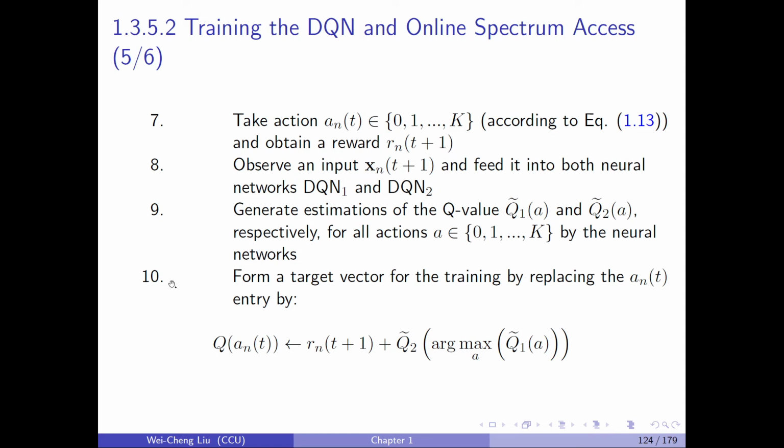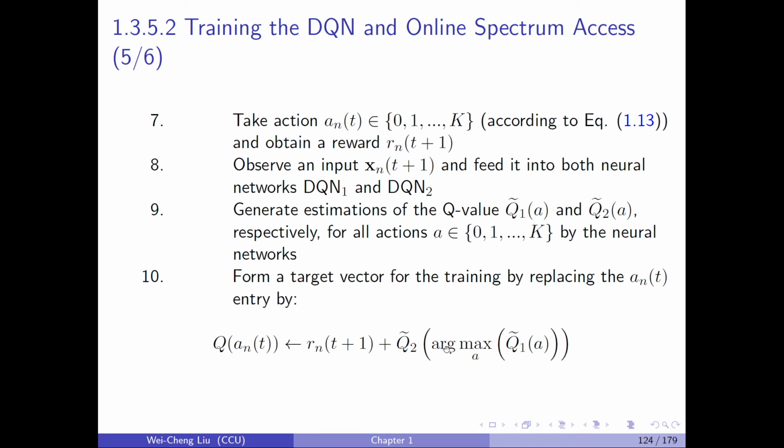For the 10th line, form a target vector for the training by replacing the an of t entry by this. Q of an of t is replaced by this equation: Rn of t plus 1, the reward at time slot t plus 1 of user small n, and plus Q tilde 2. Q tilde 2 of a is here.